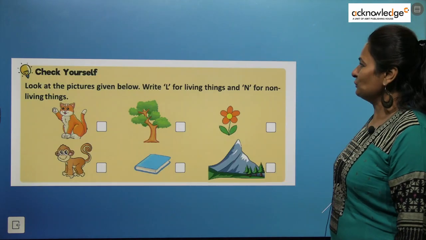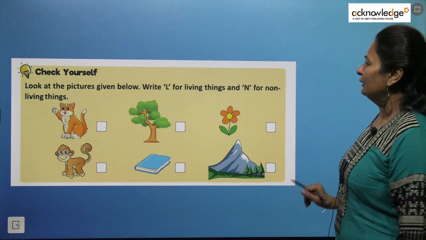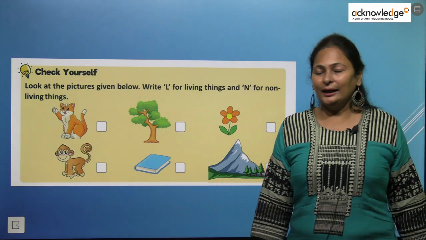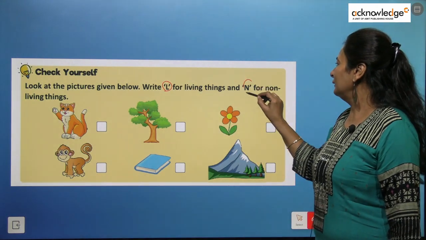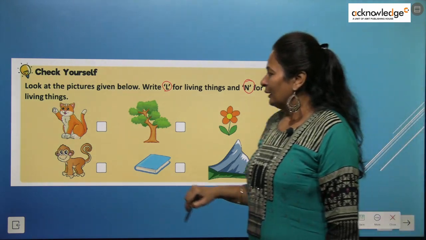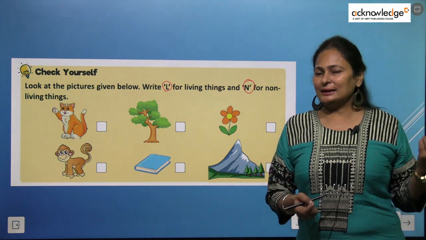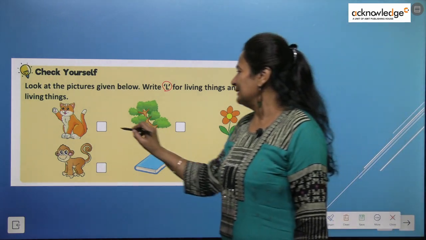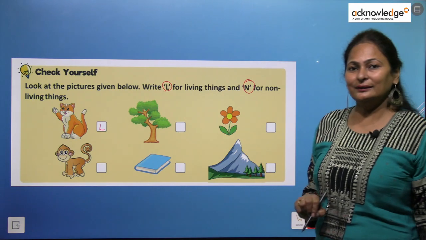Move on to the next one. Again, we have check yourself. Look at the pictures given below and write L for living things and N for non-living things. So here is a picture of a cat. Can you tell me, is a cat a living or a non-living thing? Very good. It is a living thing. So we need to write down L here.